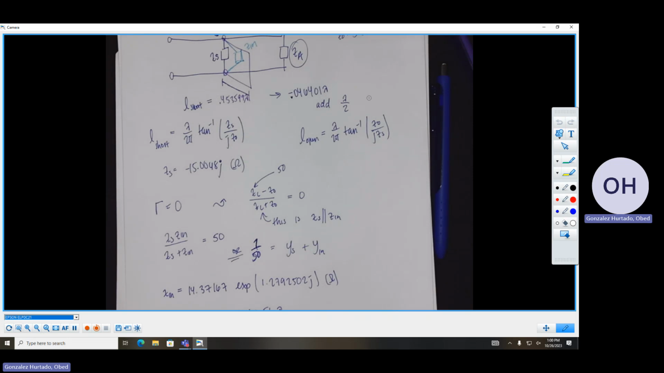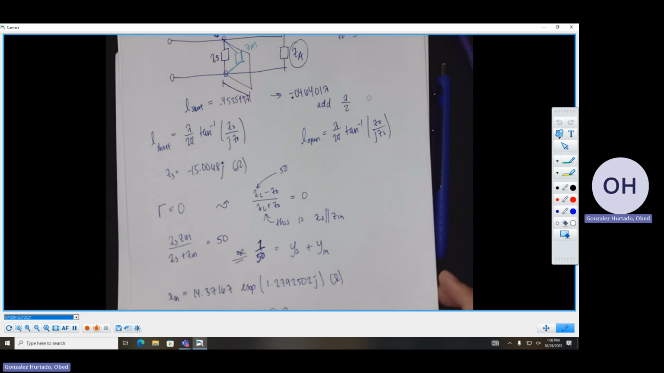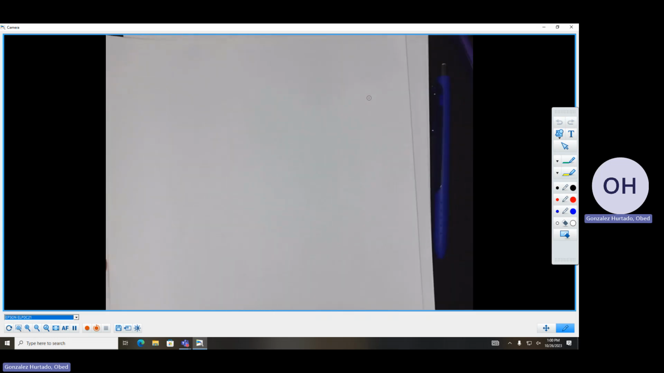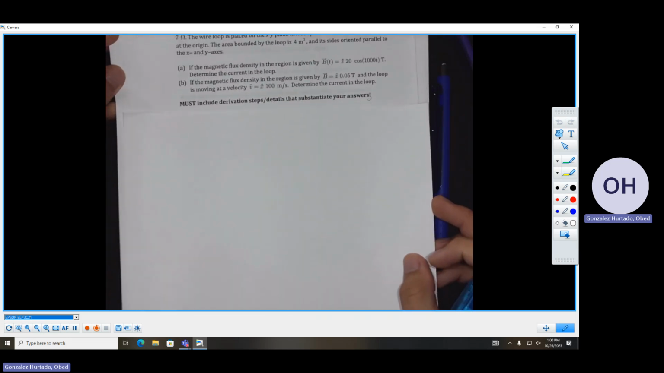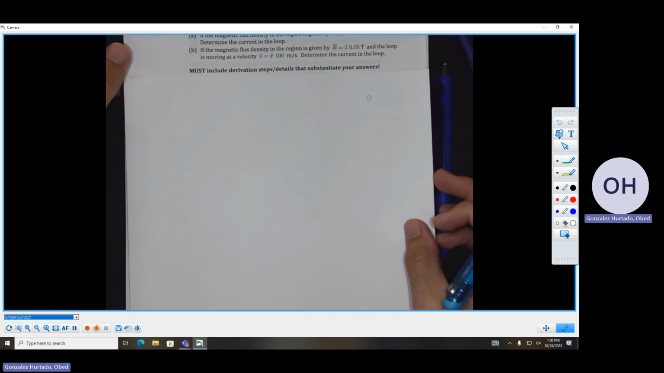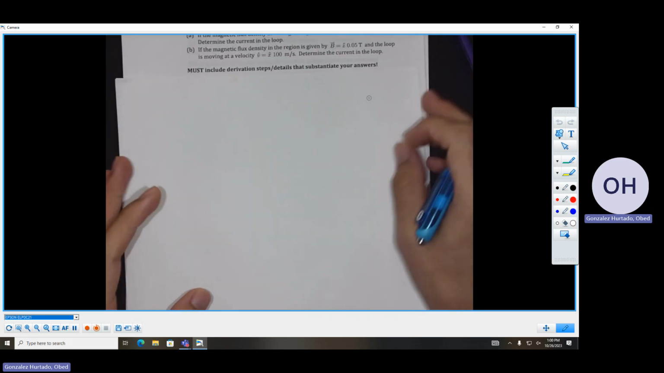Yes. So the difference between the L open and L short is that they flip the terms in the inverse tangent. Yes. Go with that. Next one.